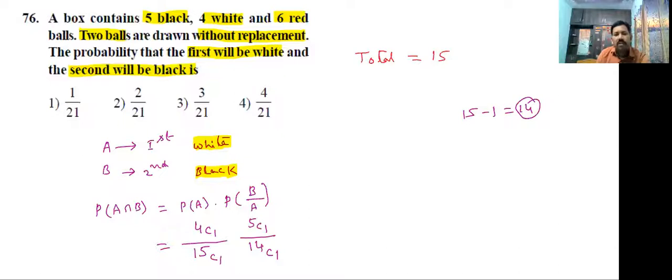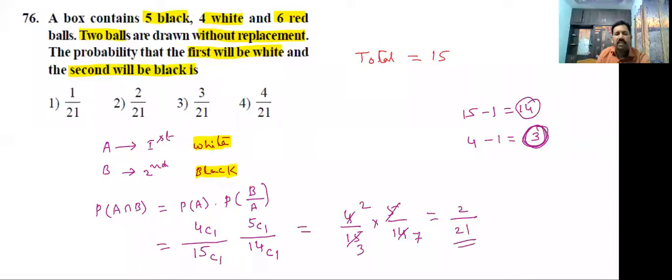Yes or no? The white color is going to change. See here, a total of 4 white are there, and one we have already drawn. In the second draw there are only 3 white balls, but they didn't ask for white color. They're asking for black color. Okay. Now this is 4 by 15 into 5 by 14. 5 threes are 15, 2 sevens are 14. Totally 2 by 21. This is the answer. Second option is correct.